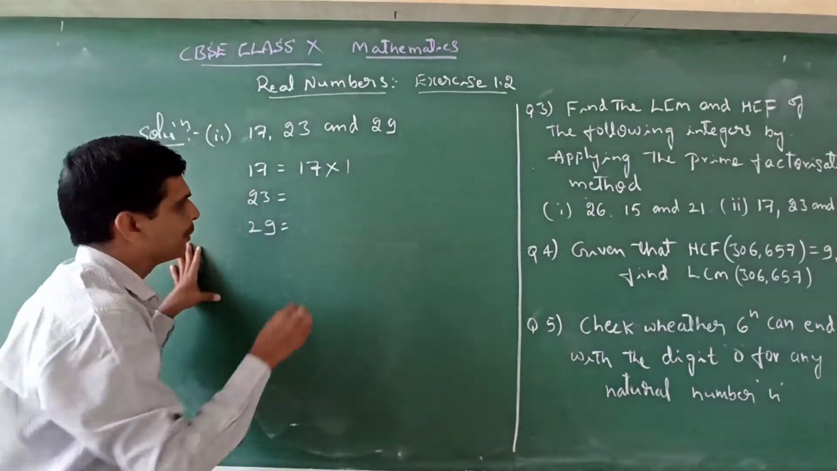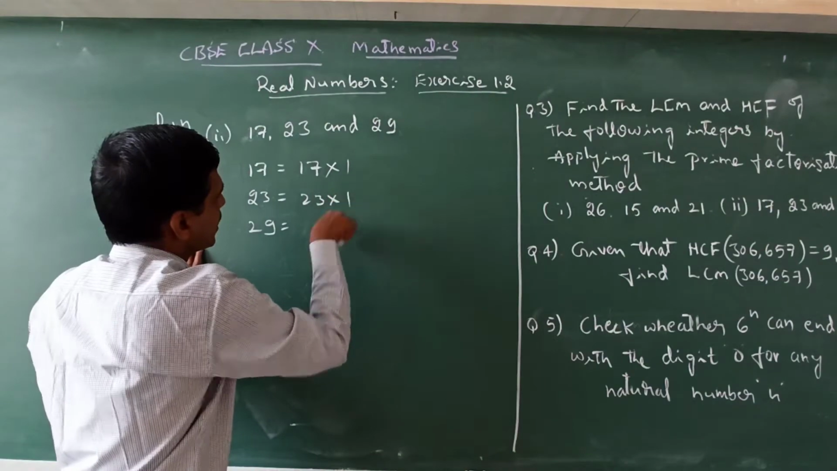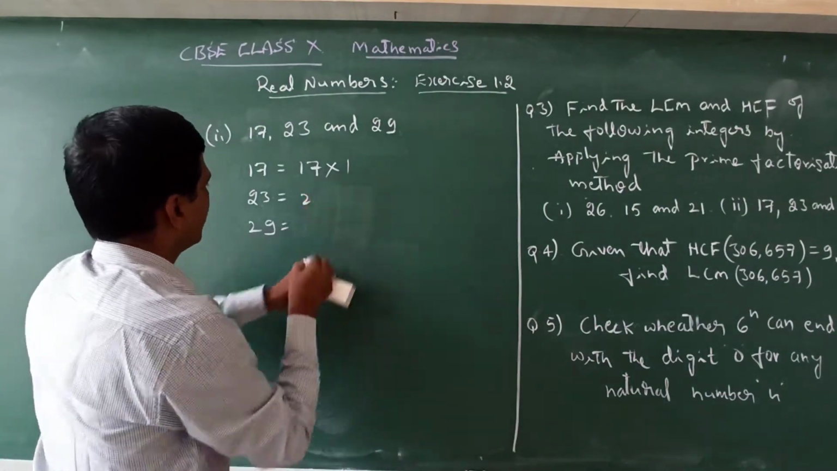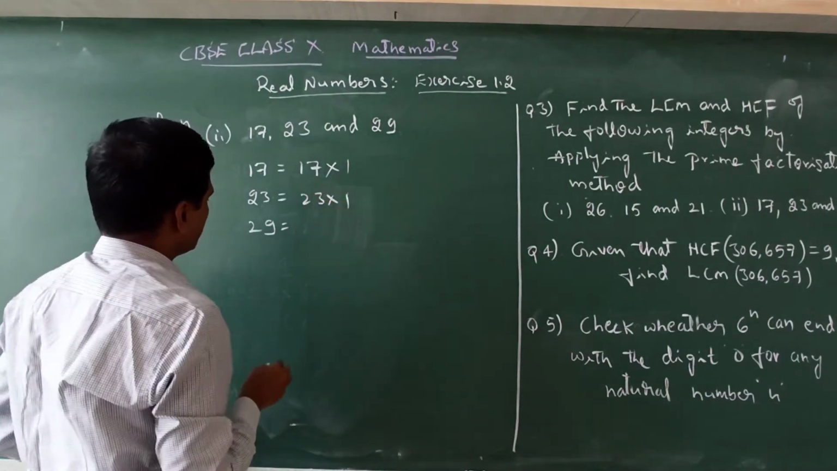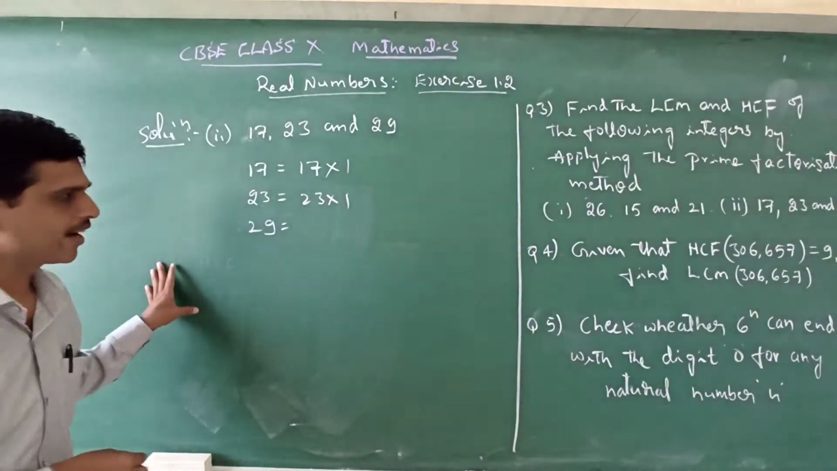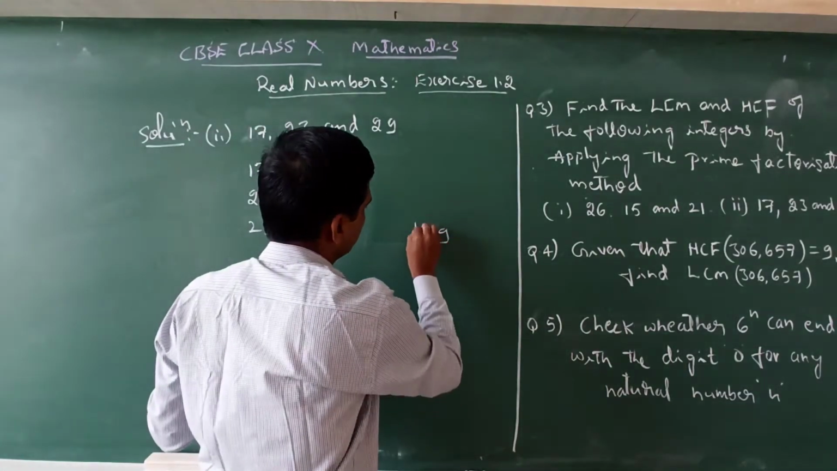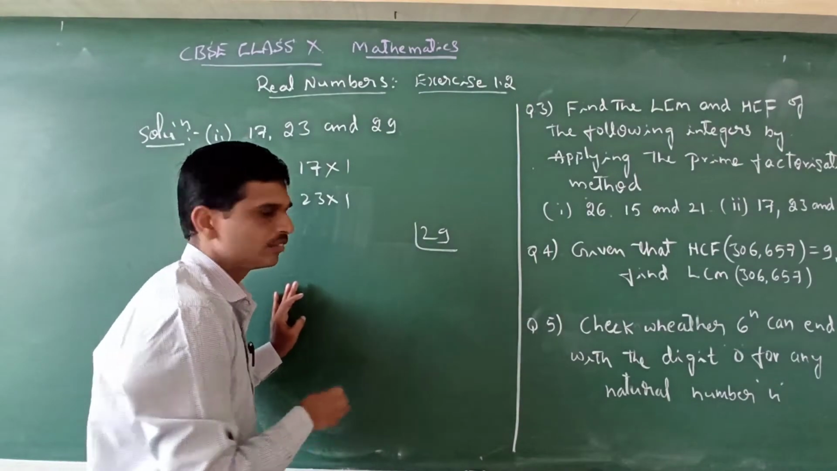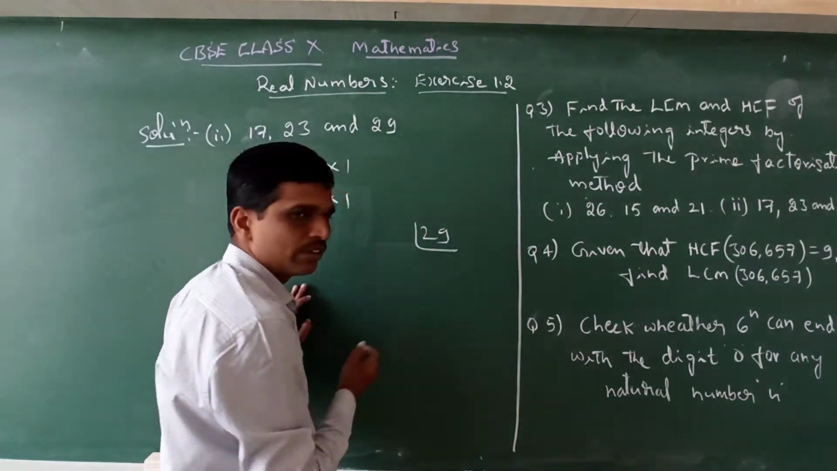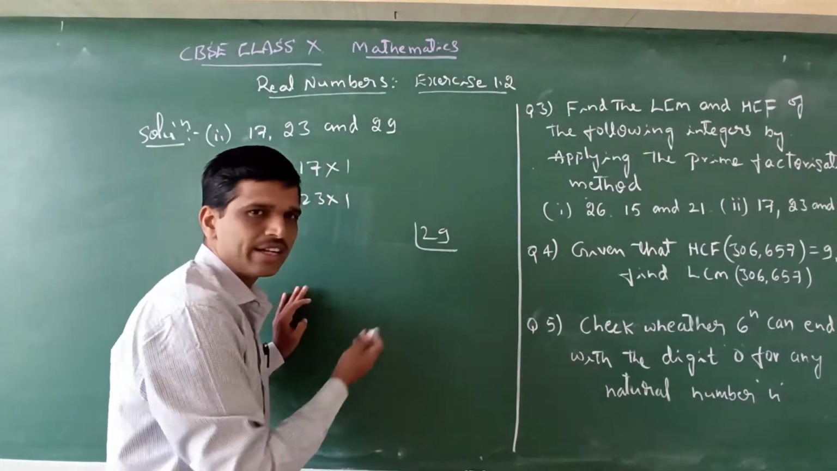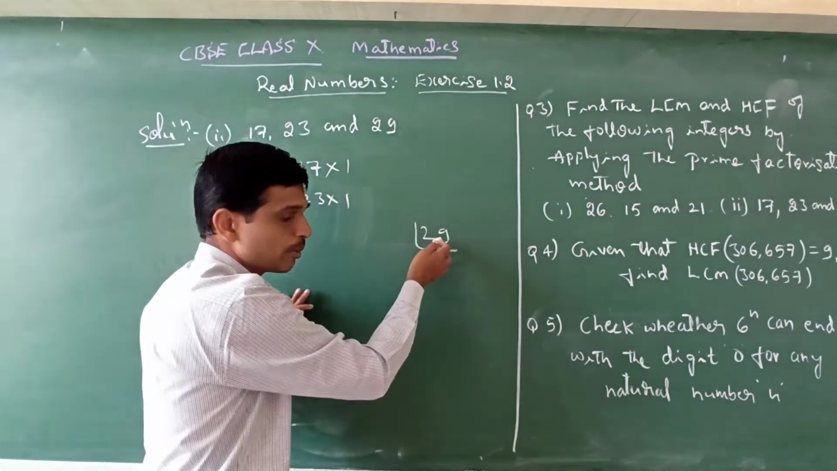23 is also a prime number, so it can be expressed as 23 into 1. Again, 29. Is there any factor? By the prime factorization method, there is nothing. If you divide it by 2, it is not possible. If you divide it by 3, it is not a multiple of 3 because it is not divisible by 3.